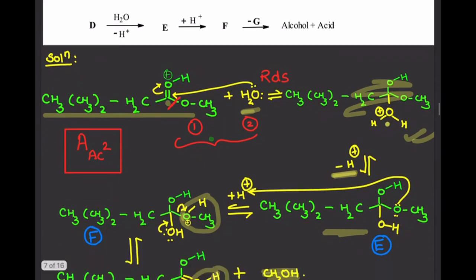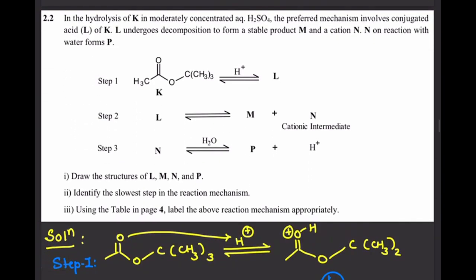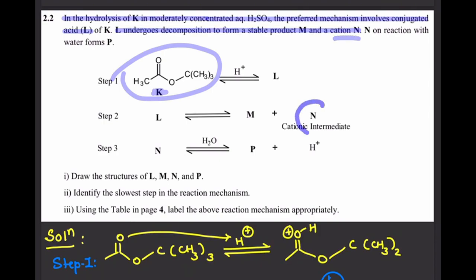Moving to the next question, 2.2. It says, in the hydrolysis of K shown here in moderately concentrated aqueous H2SO4, the preferred mechanism involves conjugate acid L. This time we have to draw the conjugate acid of this particular K. L undergoes decomposition to form a stable product M and a cation N. N is going to be a cationic intermediate. N on reaction with water will form P, which is formed after the reaction of N with water.